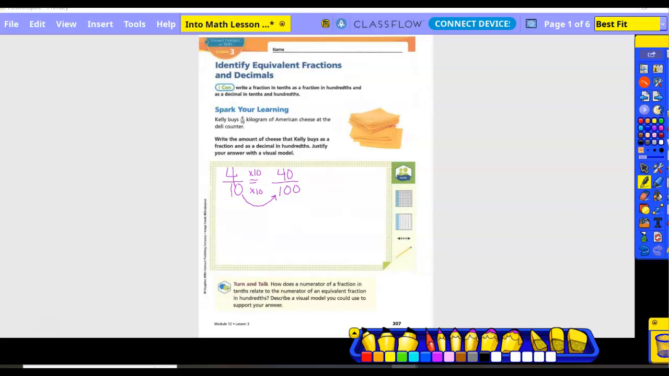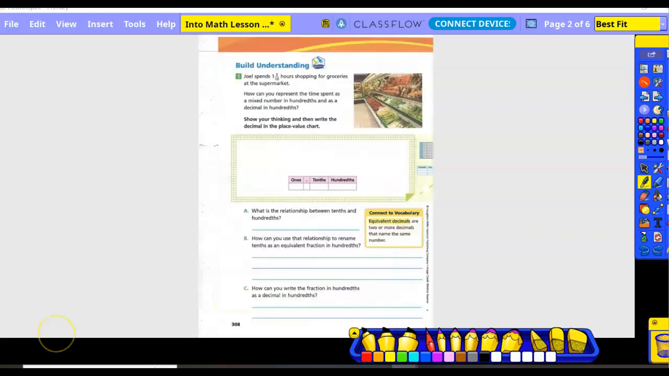Do I have any wholes? Nope. So I put 0.4, right? Because tenths goes one place after the decimal. If I wanted to write 40 hundredths as a decimal, I don't have a whole, so I write 0 decimal. And then how many places does hundredths go after the decimal? 2. So if I wrote what the number on top was, 40, does that fill in my 2 spots? Yes.